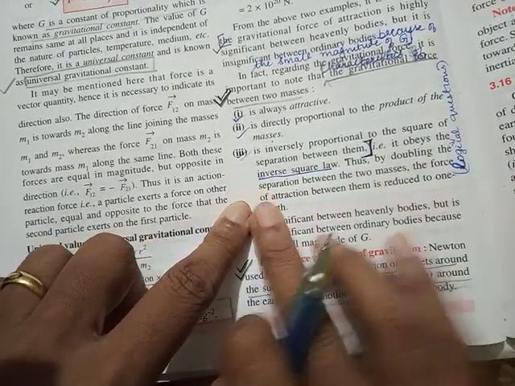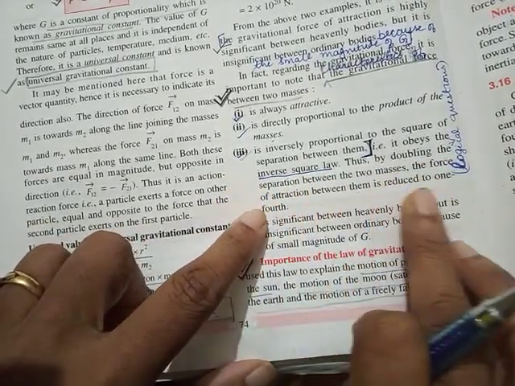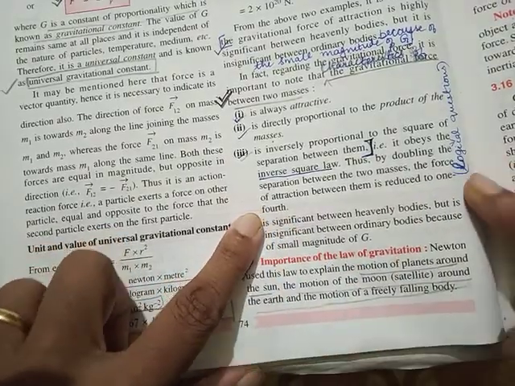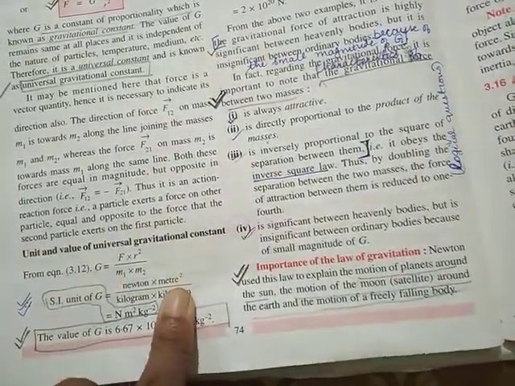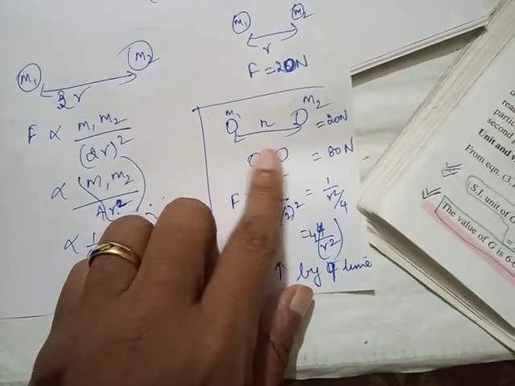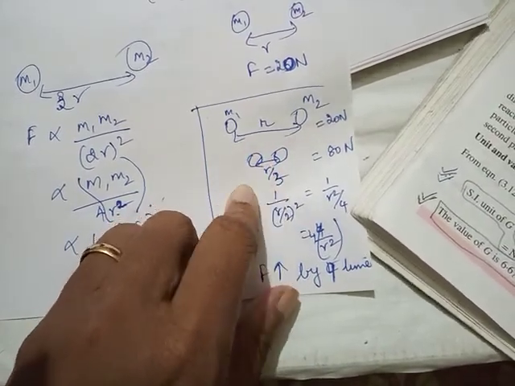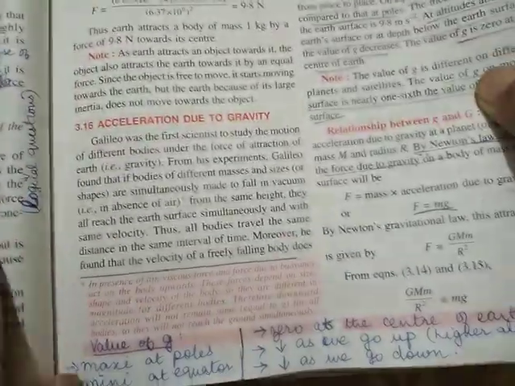Thus, by doubling the separation, the force between them is reduced to 1/4. So you can have logical questions based on this. They can ask you anything. If the distance is decreased by 3 times, what happens to the force between them, and things like that.